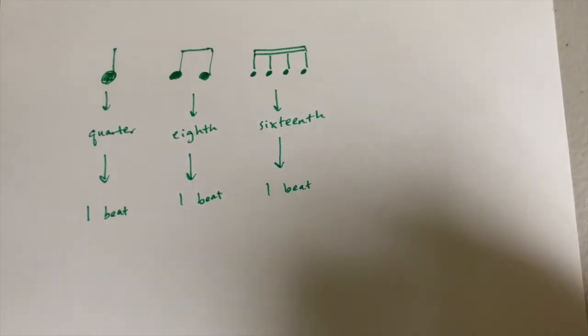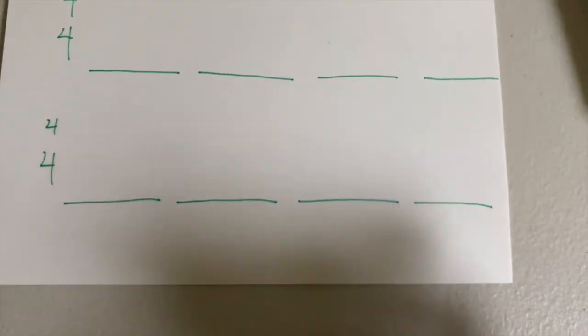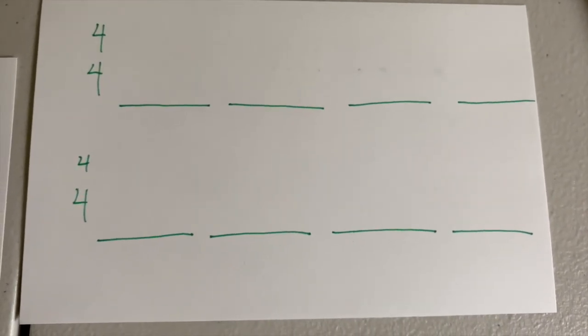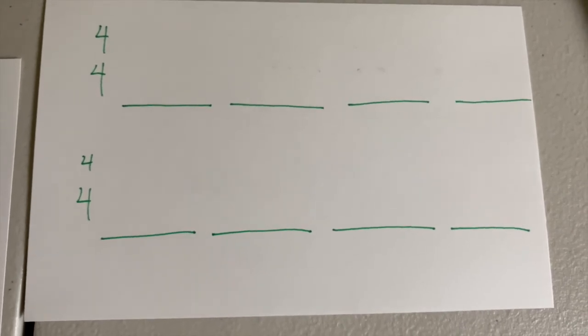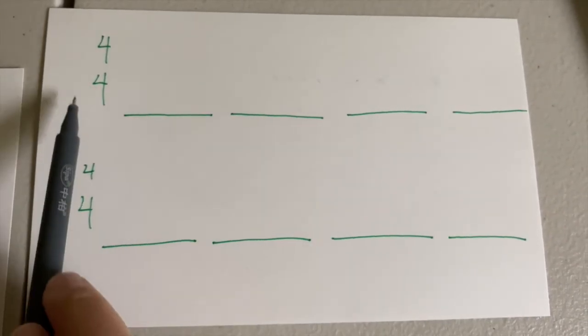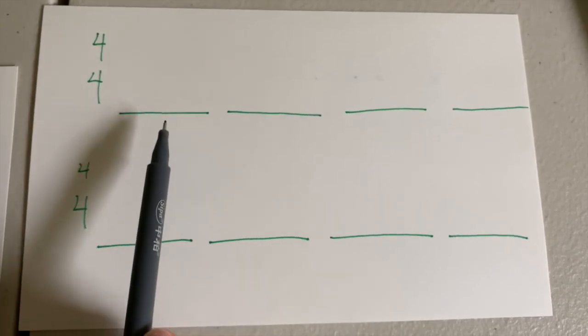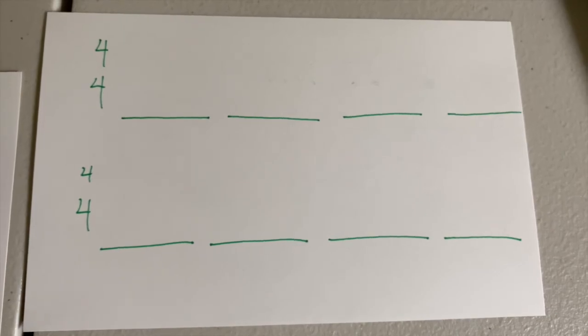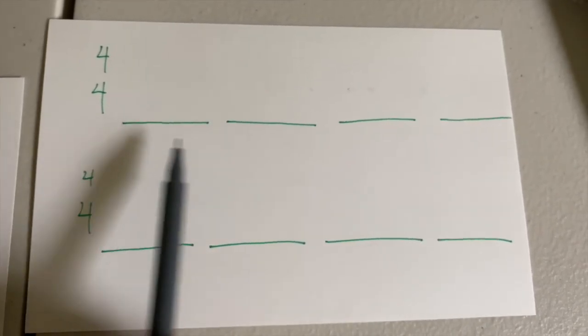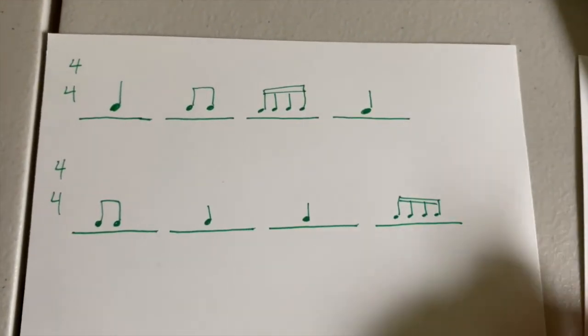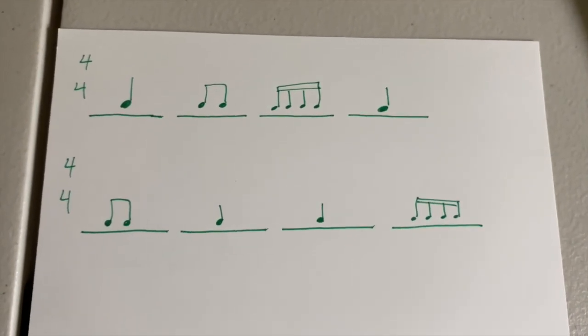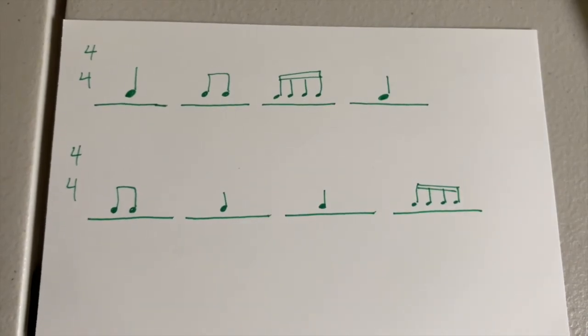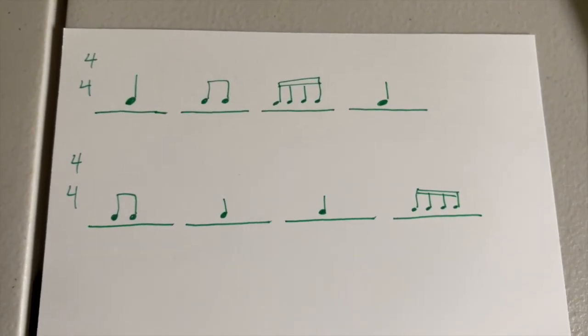Okay? So now let's get on to our activity. As you can see, I have 4/4 written to the left and 4 spaces. 4 at the top means there are 4 beats per measure. Now, since each of our rhythm symbols that I showed you equal 1 beat each, you're going to put one of those symbols on each blank. You need 4 total because it's in 4/4. This is my example for you to look at.